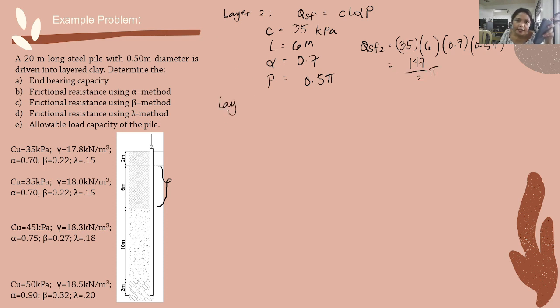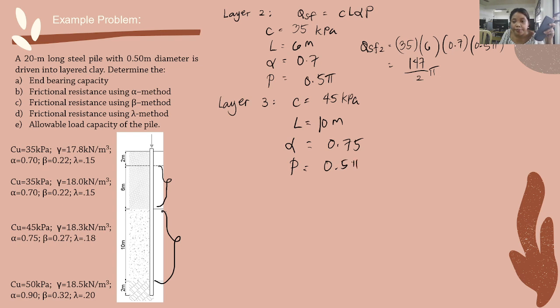Next, layer 3. You have C equal to 45 kilopascal. The length is this long section, 10 meters. Your alpha is given as 0.75. And the perimeter is still the same, 0.5 pi. Therefore, Qsf3 is equal to 45 by 10 by 0.75 by the perimeter 0.5 pi.